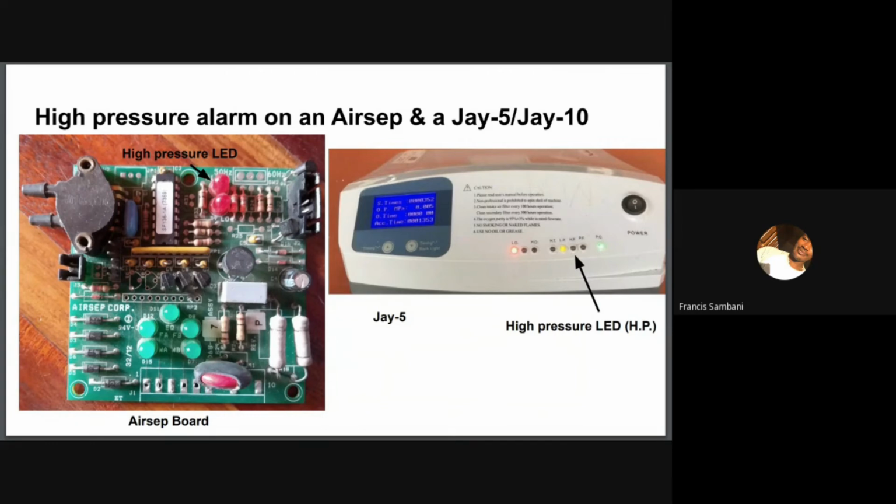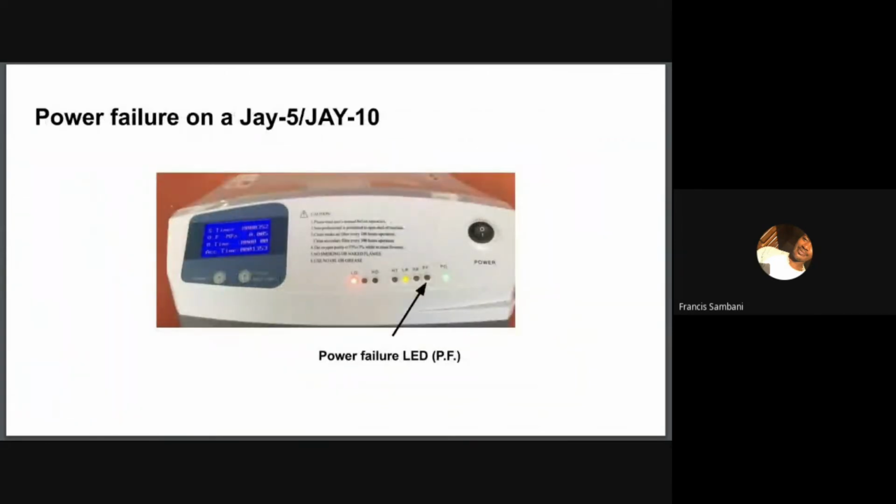Moving forward to the loss of power alarm. If you have a power failure, concentrators will give off an alarm to alert the user that there is power loss. Power for the power failure alarm may be provided by a 9-volt battery or a capacitor on the control board.